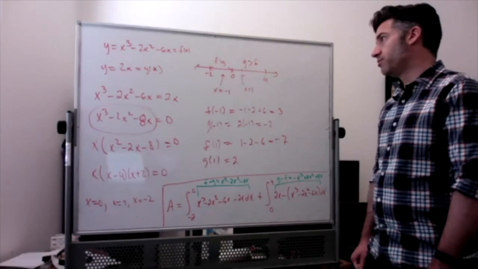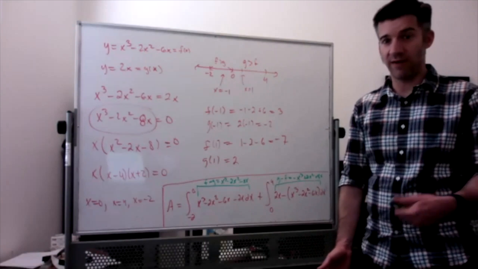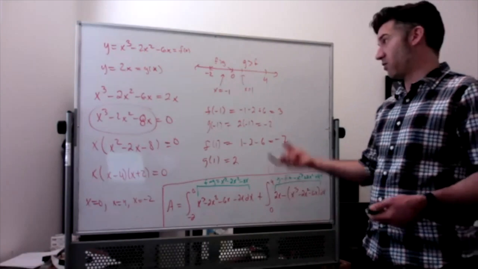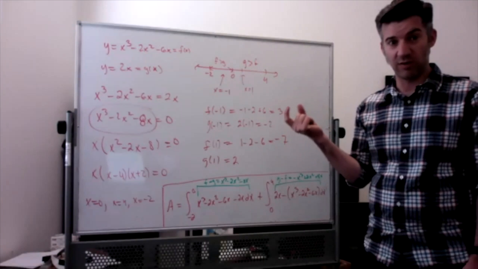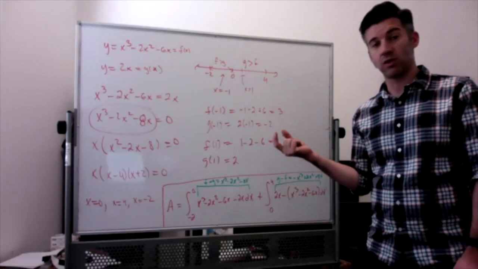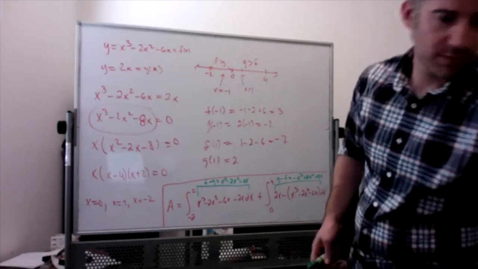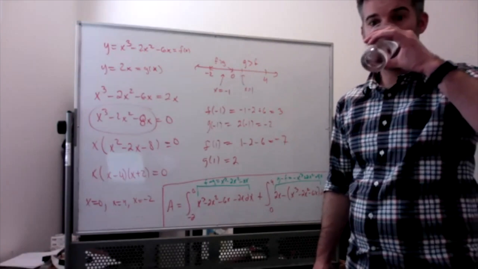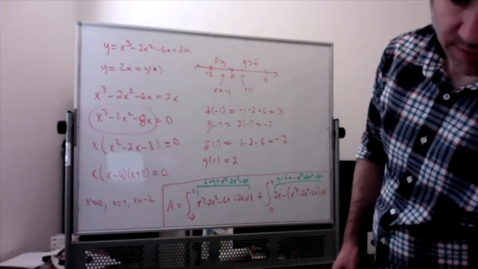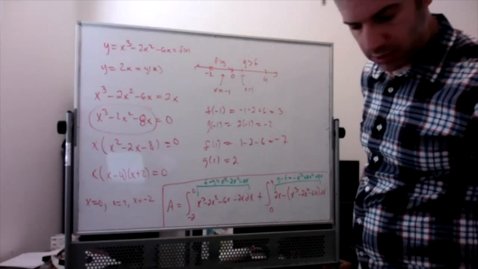So definitely don't draw a picture for this. You just need to find the place where they intersect. And then for each interval between 2 points of intersection, you have to determine which function is larger and which function is smaller. All right, let's look at the next one.